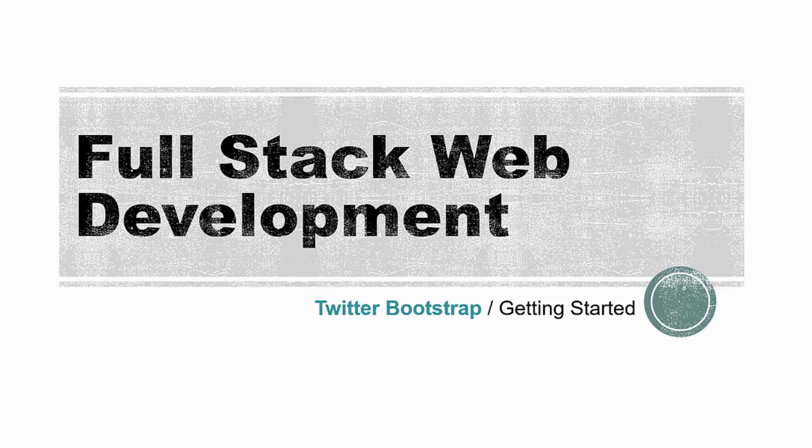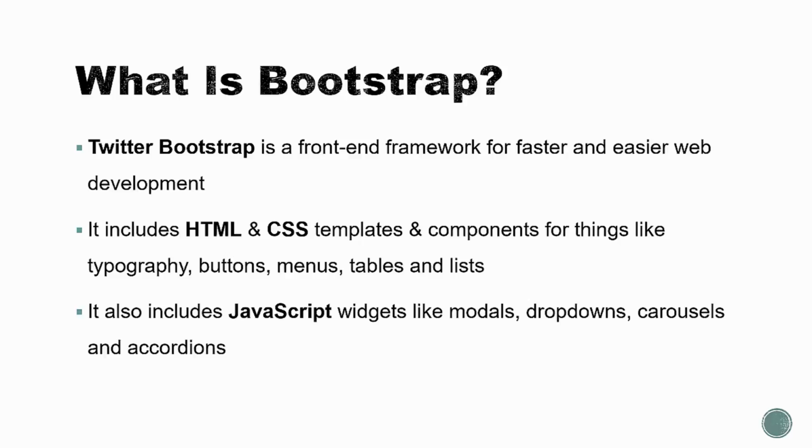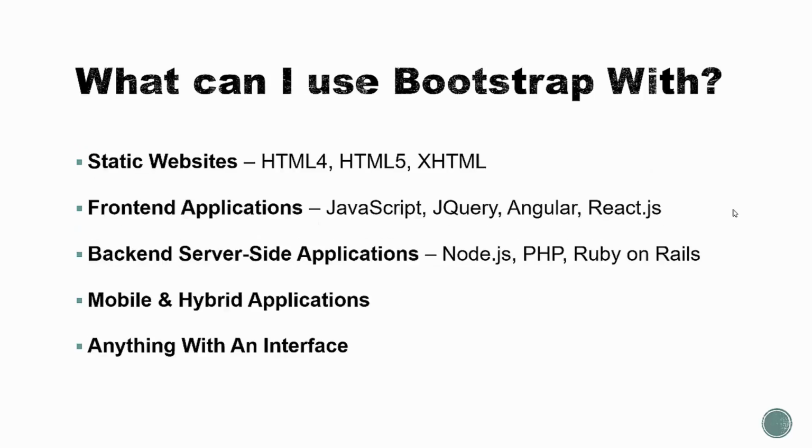Alright, so in this section we're going to get into Twitter Bootstrap, which is an open source front-end framework for faster and easier web development. Bootstrap is the most popular framework of its type, and I believe it's the second most starred project on GitHub. It includes HTML and CSS templates and also components for things like typography, buttons, menus, and lists. GetBootstrap.com has simple snippets that you can use in your projects and get prototypes up and running really quickly. It also includes optional JavaScript plugins for things like modals, drop-downs, carousels, and accordion sliders.